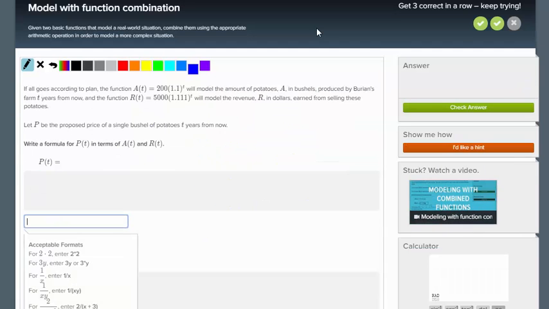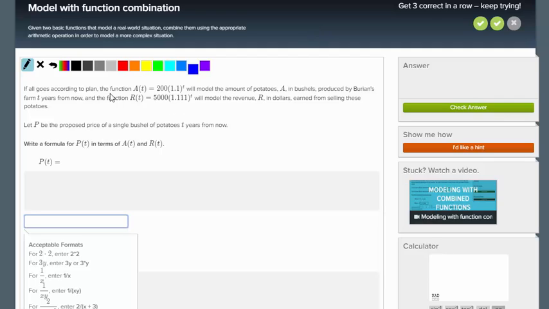If all goes according to plan, the function A of t equals 200 times 1.1 to the t power will model the amount of potatoes, A, in bushels produced by Burian's farm t years from now. And the function R of t equals 5,000 times 1.11 to the t power will model the revenue in dollars earned from selling these potatoes. Let P be the proposed price of a single bushel of potatoes t years from now. Write a formula for P of t in terms of A of t and R of t.